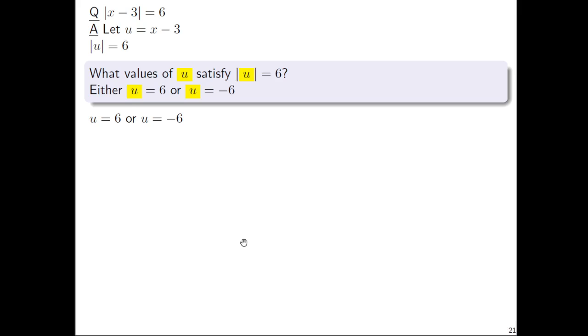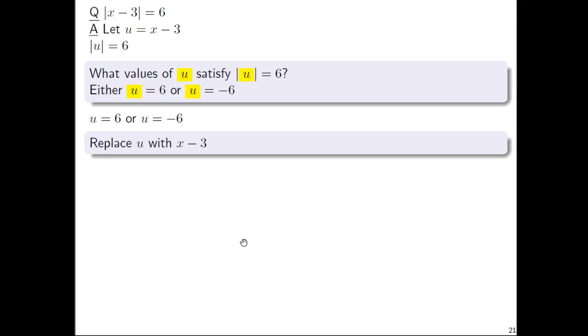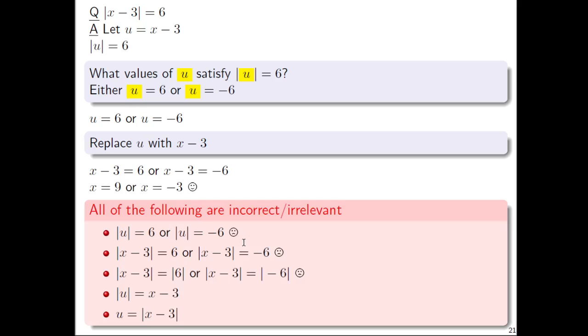But now that we've solved for u, this is the time we go back and replace each u with an x minus 3. At the beginning of the problem, we replaced x minus 3 with a u. So now we replace every u with an x minus 3. So we have x minus 3 equals 6, or x minus 3 equals negative 6. Add 3 to both sides, you get x equals 9, or x equals negative 3.